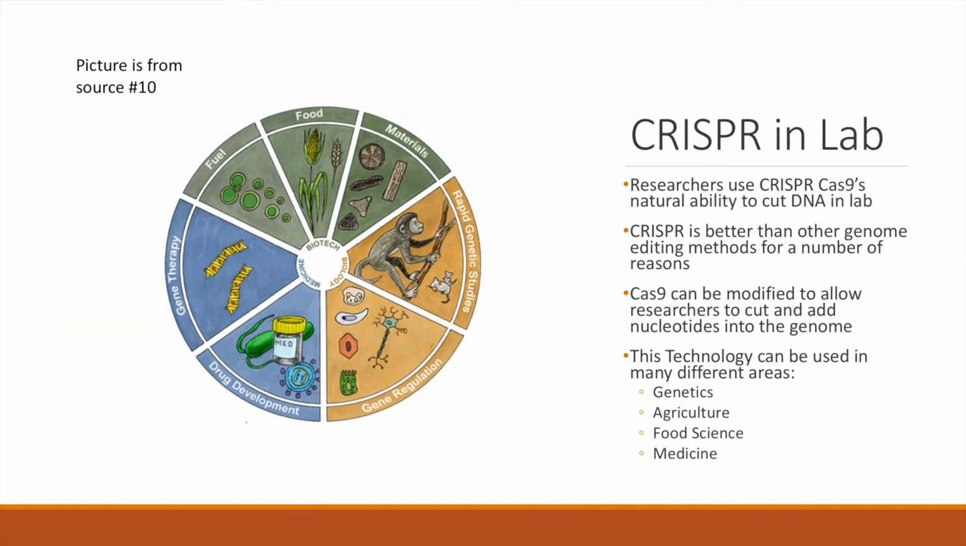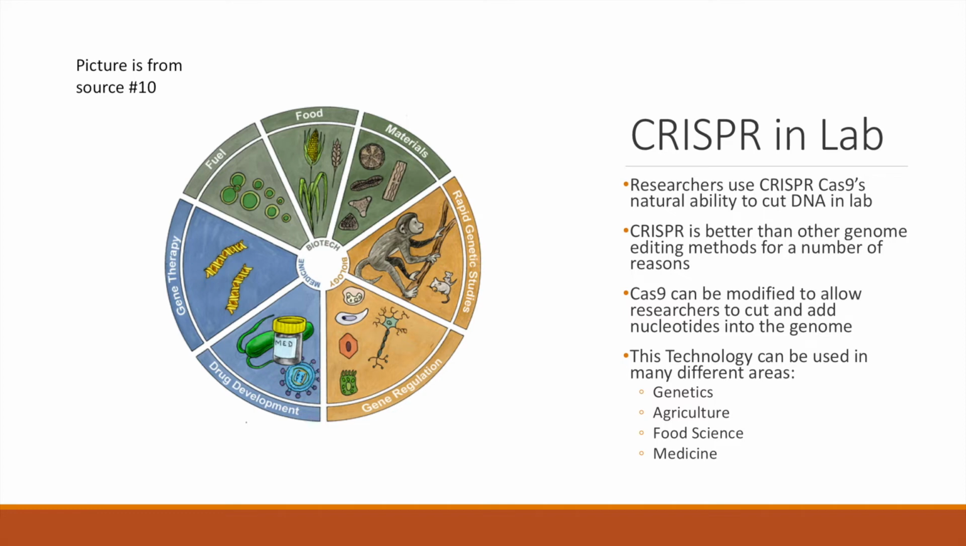The CRISPR in the lab. Researchers have used CRISPR-Cas9's natural ability to cut DNA in the lab. The CRISPR systems are better than any other genome editing that we've had before. So you had like zinc fingers. You had some others that were really hard to use, and they had a lot of off-target effects. You couldn't really regulate them. You couldn't really find out what they're going to do when you put it in the cell.